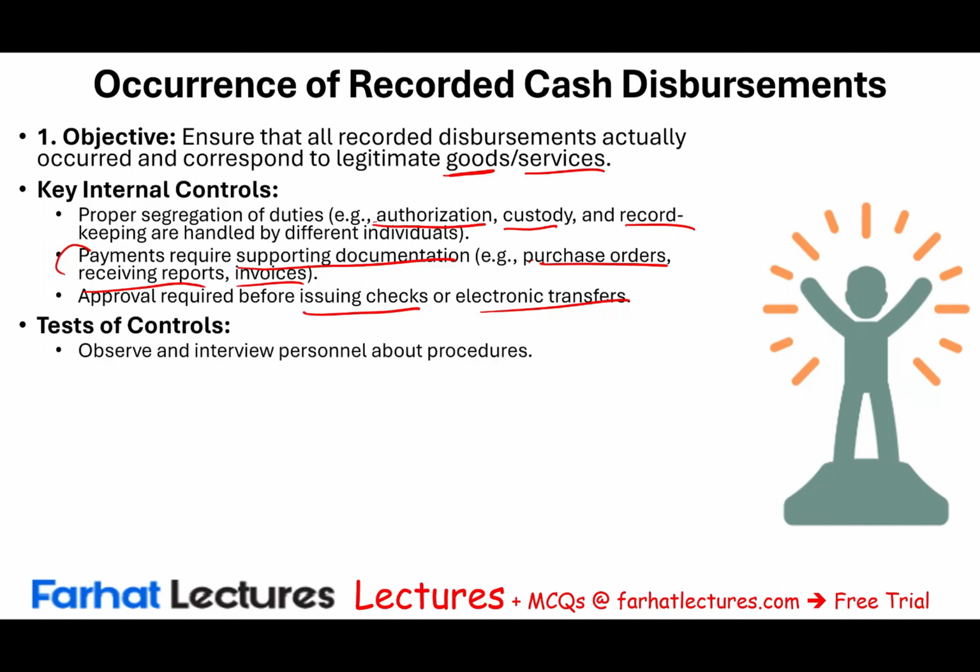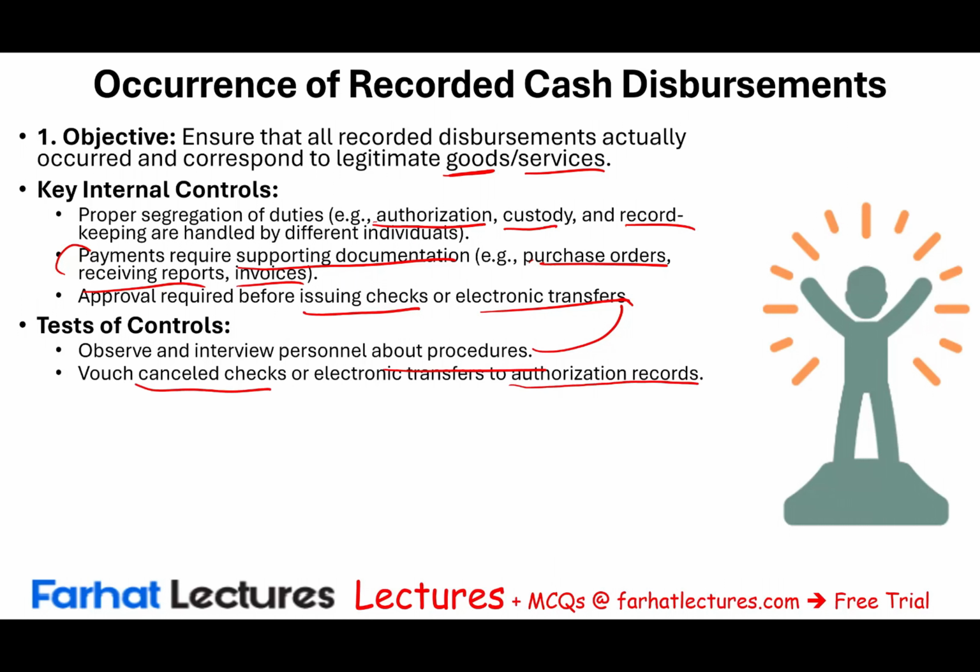As auditors, what do we have to do? Observe and interview personnel about procedures. They're doing all of this. Talk to these people. Ask them if they're doing this. Observe them in action. Vouch canceled checks to authorization records. Look at canceled checks and go back, see if those canceled checks or electronic transfers do have the proper authorization, because they're saying that's what we're doing. Approval is required before issuing a check. I'm going to look at a check, go back and see if approval was there. This is how I test their control, to see if their controls are working properly.